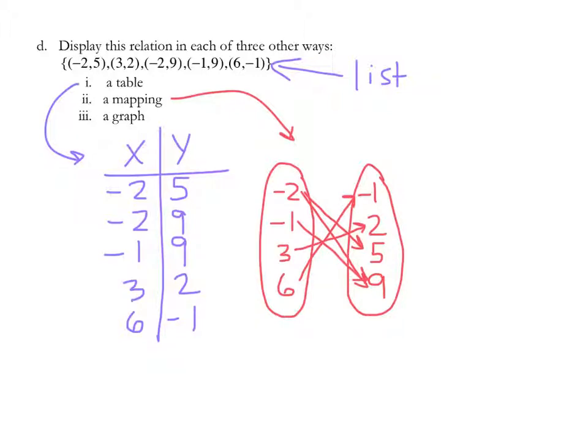Now, here's a quick question. Is this a function? I have a really quick and easy way to tell. If you look at the arrows coming off of the individual numbers in the domain, if any of those have 2 arrows coming off, then it is indeed not a function. Not a function.